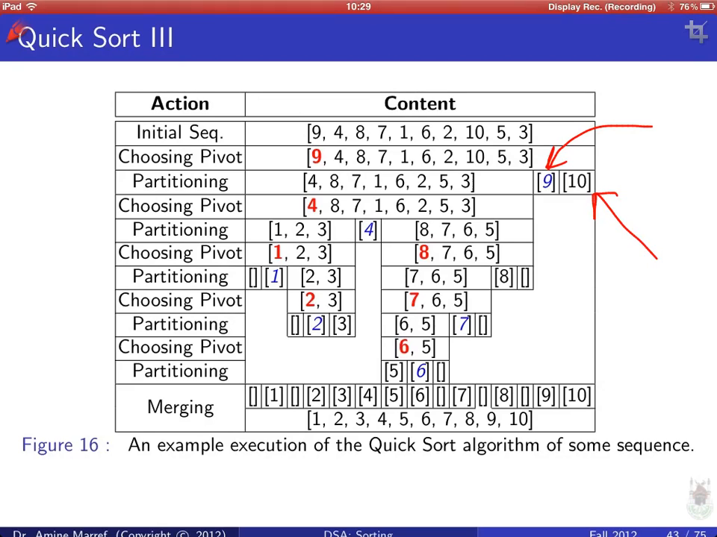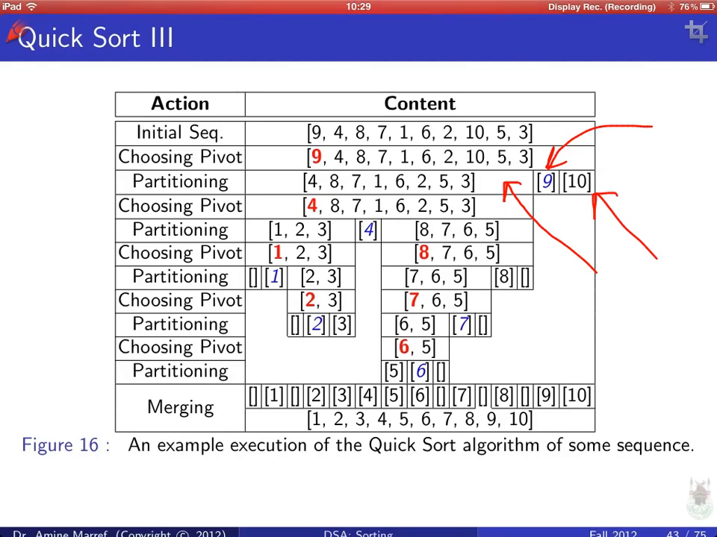So this is the view I tried to explain to you in the notes. I said merge sort has an easy partitioning and a hard merging. Quick sort has a hard partitioning and easy merging. So that's how quick sort works.